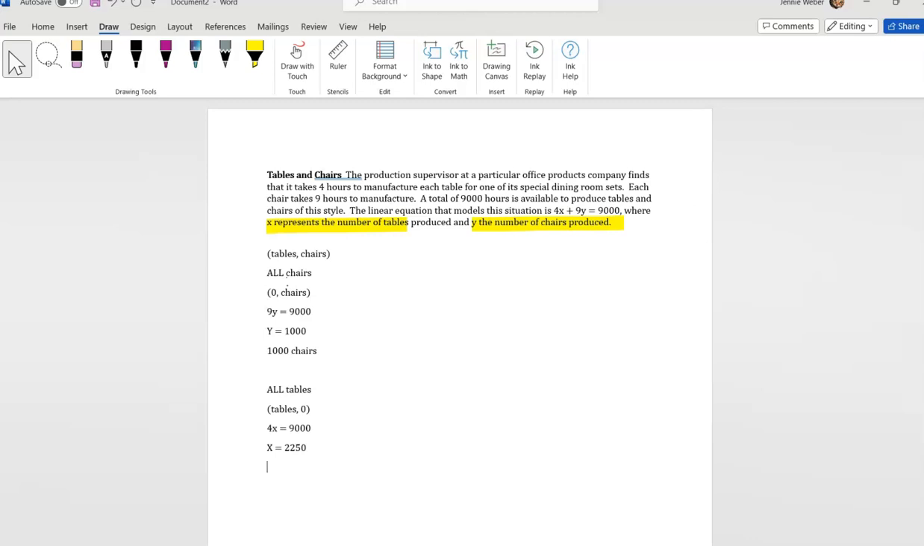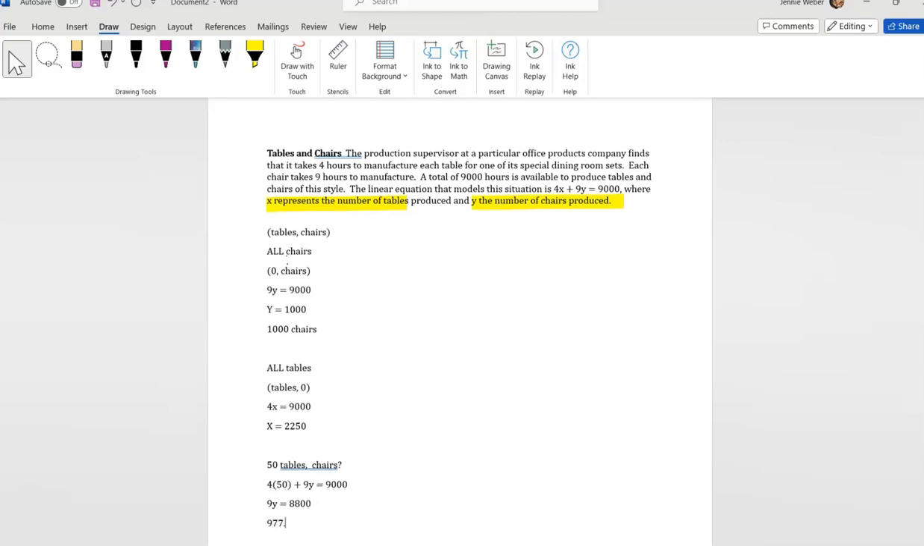Okay, so now the other thing that a lot of these problems do is ask you just for a value. So I could say, suppose I make 50 tables. Then how many chairs can I produce? Since x is the number of tables, I'm going to do 4 times 50 plus 9y equals 9,000. So 4 times 50 is 200. Then 9y equals 9,000 minus 200, which is 8,800. And then I'm going to divide that by 9. And you're going to get a decimal.